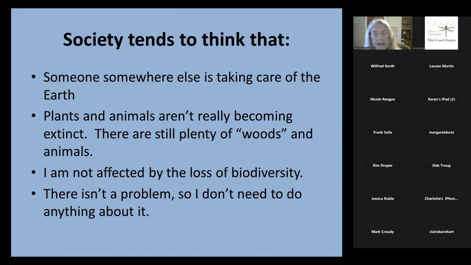So society tends to think that someone somewhere else in that park or that forest is taking care of the earth. The plants and animals aren't really becoming extinct because there's lots of woods and there's lots of animals out there. I don't have to worry about it. And I'm not affected by a loss of diversity. Losing that weed or that bug doesn't affect me. And there isn't a problem. So I don't need to do anything about it.